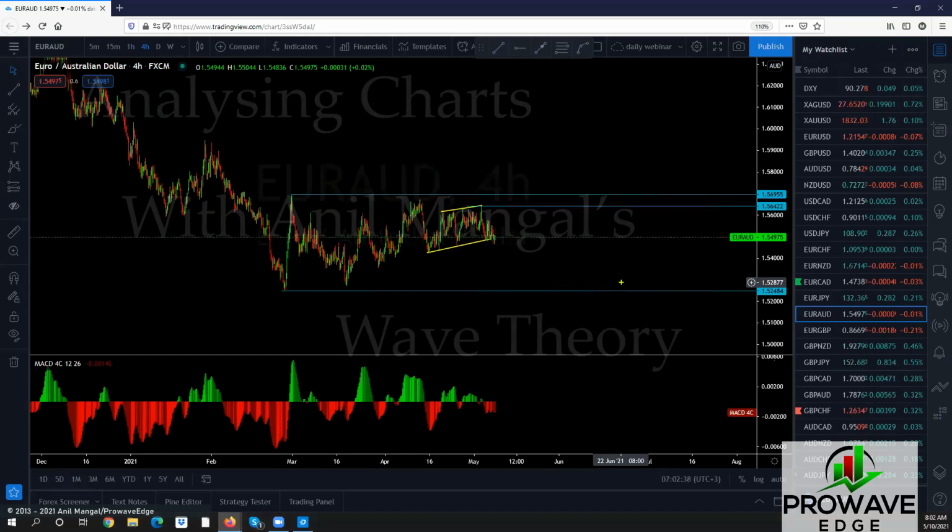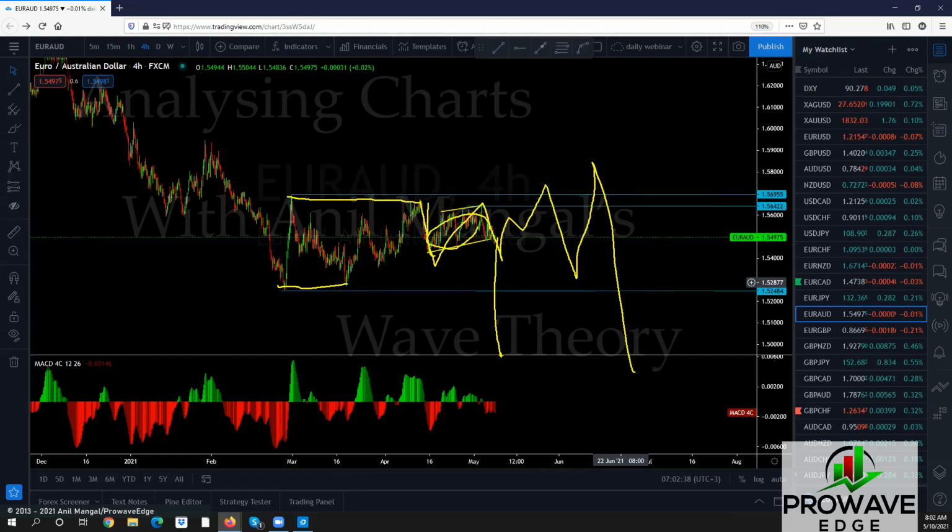We're still inside of this. So if we look at this as a 1, 2, 3, we still have to go back up, come back down, go back up, and then drop. So can we look at this as a correction? And this is just making a big flat on the down move.